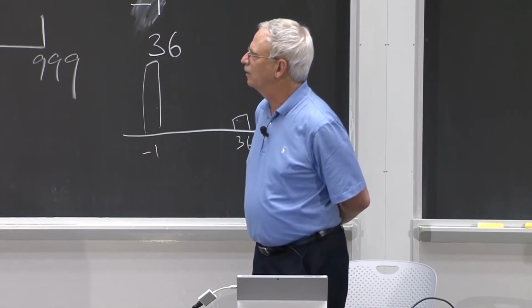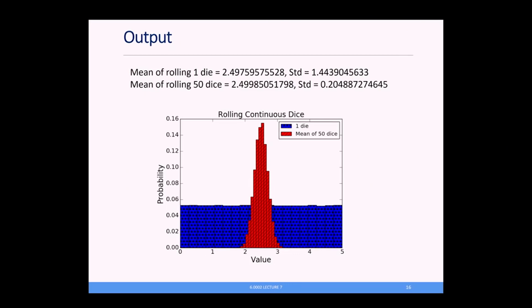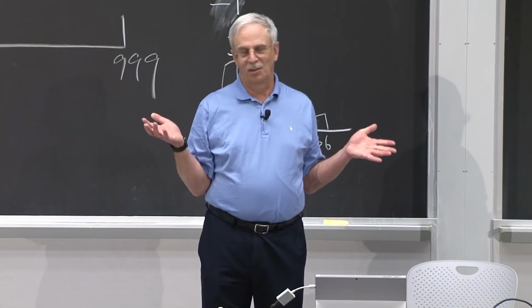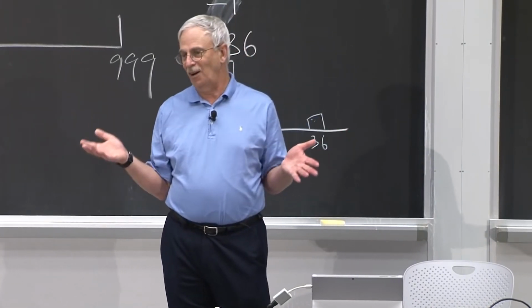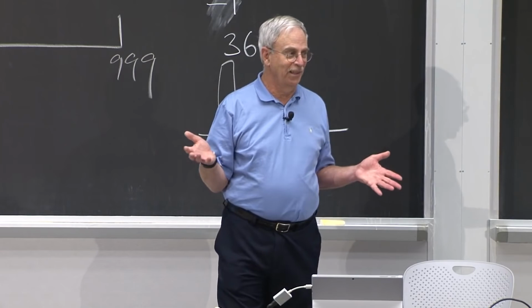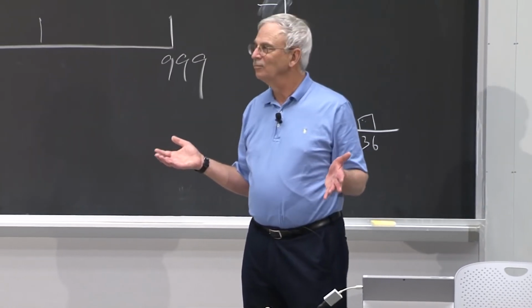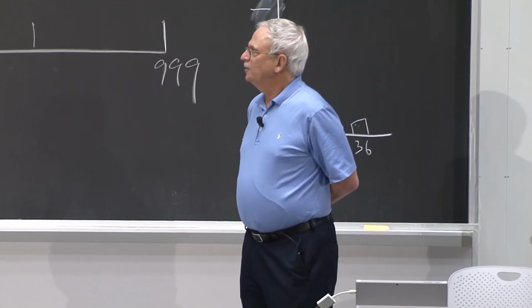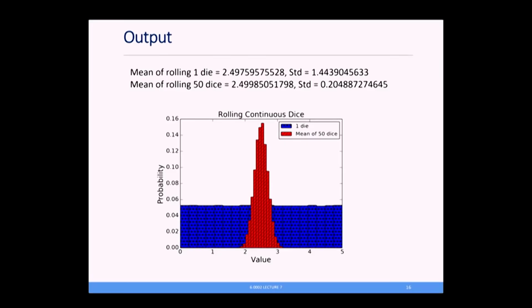And here's what we get. If we roll one die, the mean is very close to 2.5. Well, that's certainly what you'd expect, right? It's some random number between 0 and 5. 2.5 is a pretty good guess as to what it should average. And it has a standard deviation of 1.44. That's a little harder to guess, but you could figure it out with a little math, or as I did here with the simulation.